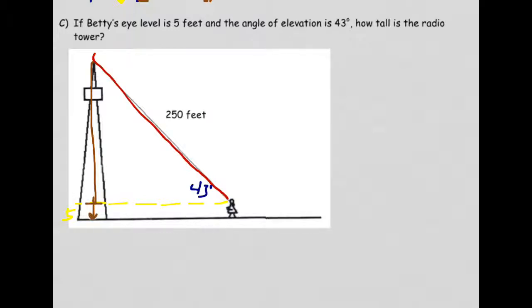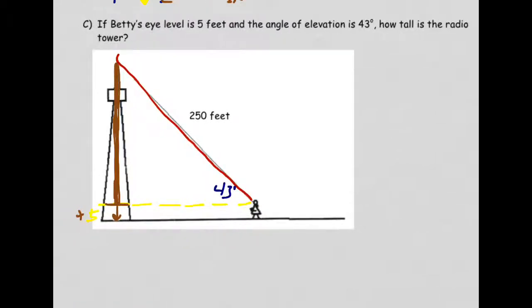Now notice, we're looking for the entire height of the tower, but our actual triangle that we're trying to find is only going to show us up to that 5 feet that Betty's eye level is. So once we're done, we're going to have to add 5 feet to this entire side. Because this is our triangle and it's 5 feet above the ground, we're asked to find how high the tower is.